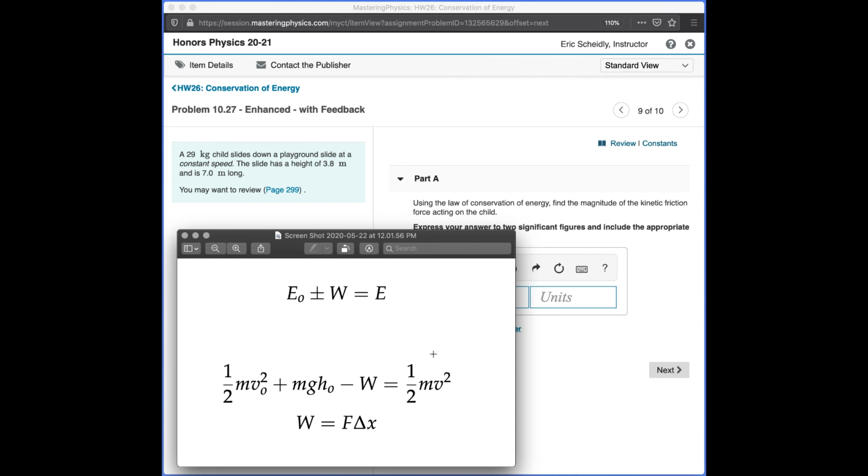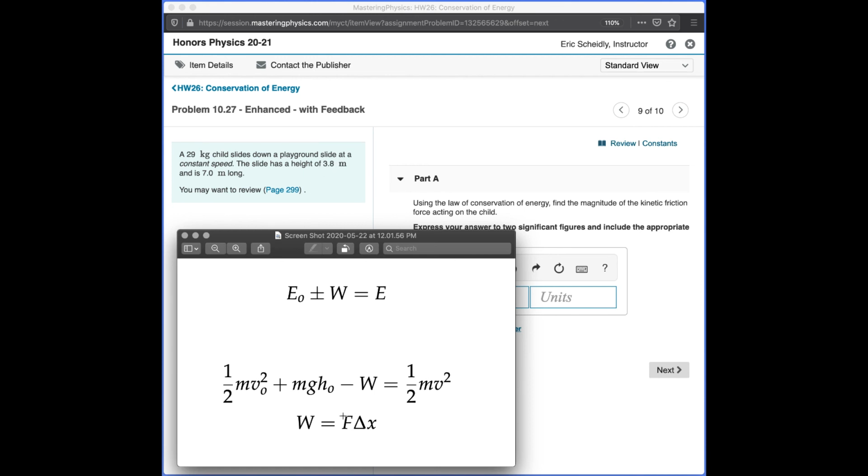The child has kinetic energy at the bottom, but it's the same kinetic energy, just like in the snow tubing problem. It's the same kinetic energy. So I didn't even have to write it because it doesn't change. I can subtract 1/2 mv squared from both sides and it's gone. What I have is a gravitational potential energy minus the work that is done by friction. Since the kinetic energies are gone, then the work that is done by friction is equal to mgh. And they give me the height, 3.8. So I can calculate how much work that is.